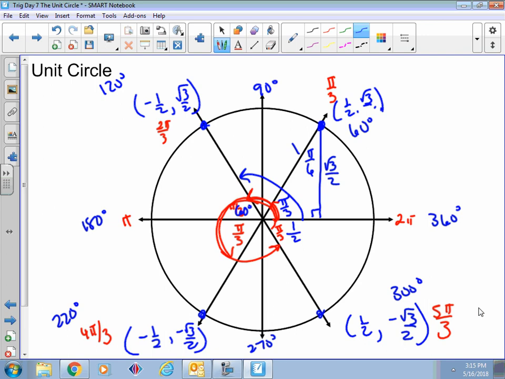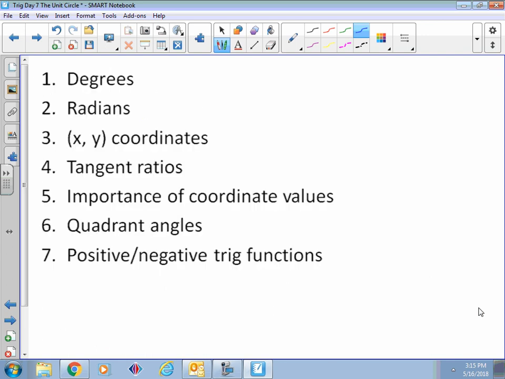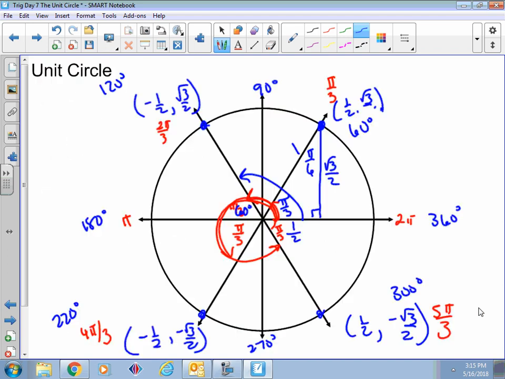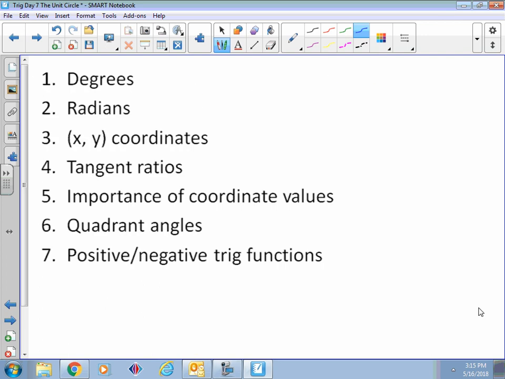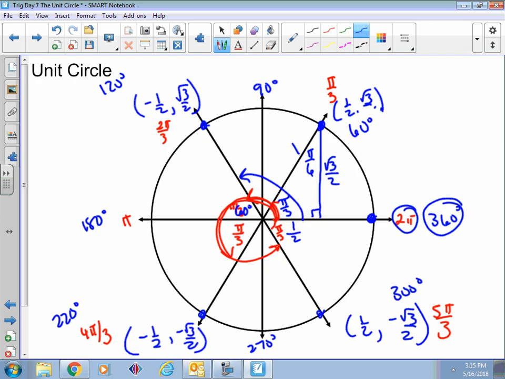What do you need to know and have labeled on your unit circle? You need to have the degrees for each coordinate, the radians for each one. So like right here, there's the radians for this coordinate. There's the degrees for this coordinate. You need to also have the x and y coordinate. Oops, I forgot that on this one.